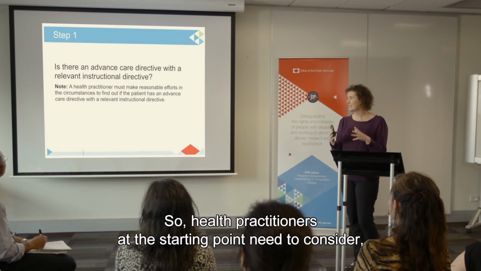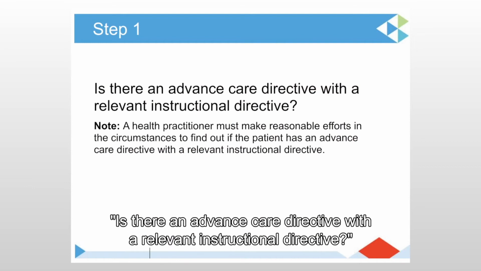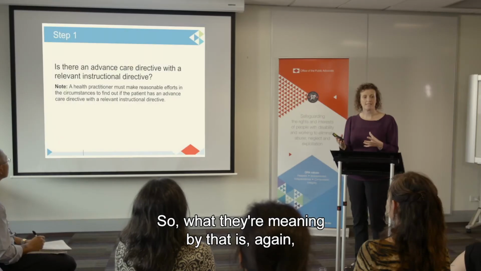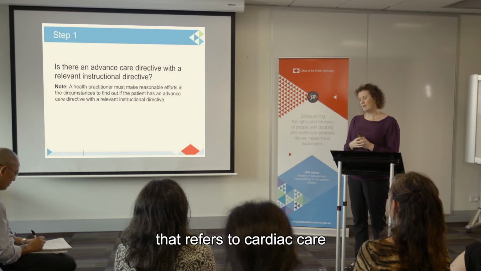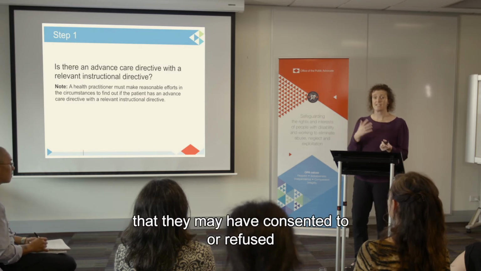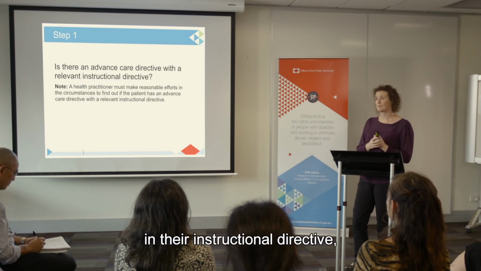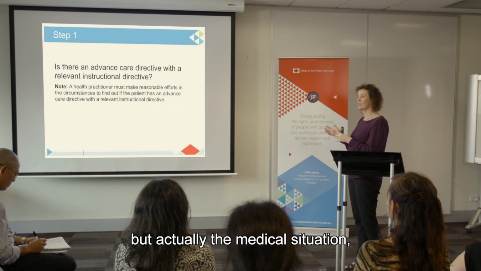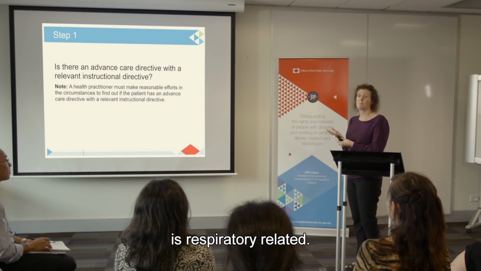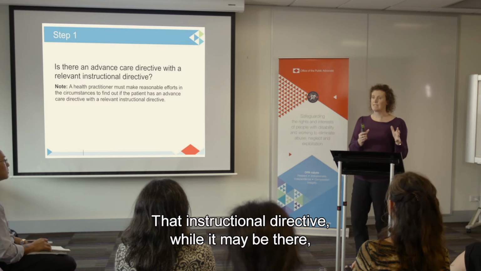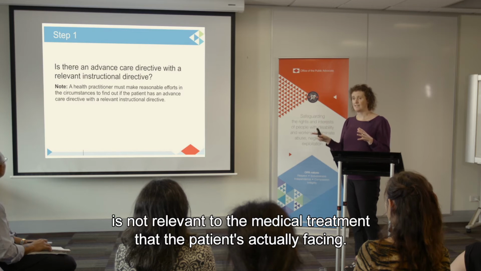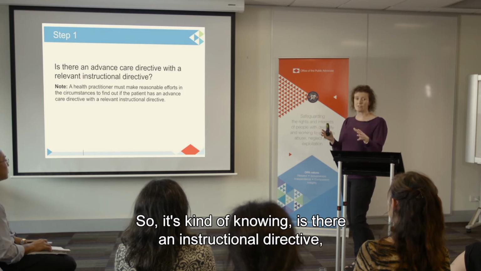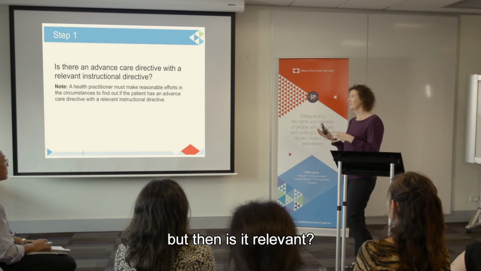So health practitioners at the starting point need to consider, is there an advanced care directive with a relevant instructional directive? So what they're meaning by that is, again, people may have done an instructional directive that refers to cardiac care that they may have consented to or refused in their instructional directive, but actually the medical situation, the treatment that you're wanting to provide is respiratory related. That instructional directive, while it may be there, is not relevant to the medical treatment that the patient's actually facing. So it's kind of knowing, is there an instructional directive, but then is it relevant?